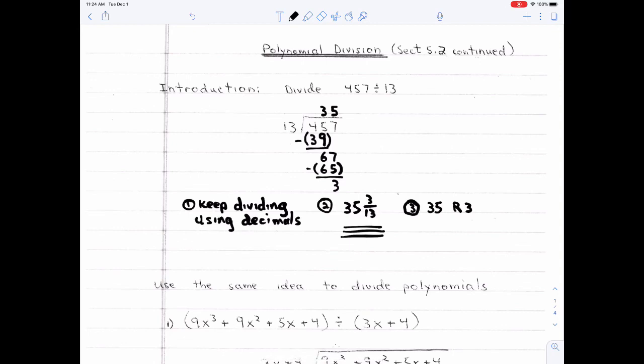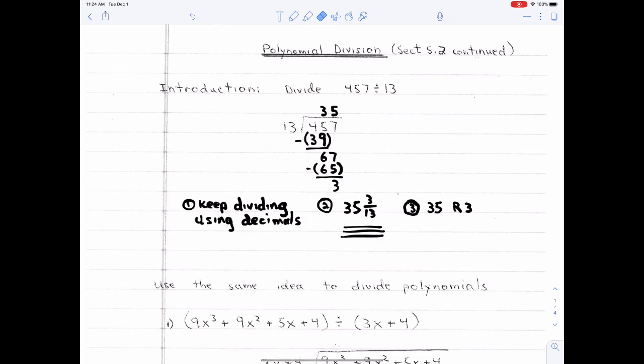Plus, I just want to point out something. If I had to stick a mathematical symbol between the 35 and the 3/13, what would it be? It wouldn't be multiplication. We're not multiplying 35 and 3/13. What we're doing is adding 35 and 3/13. Now, you don't have to write that. You just write 35 and 3/13. I just want to point out, that's what you're actually doing. You're actually adding them.